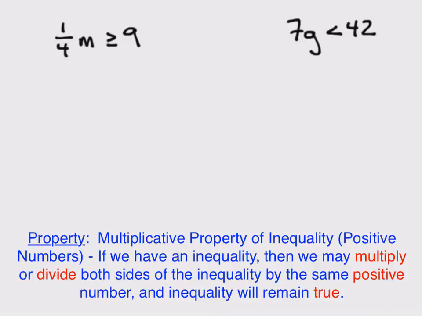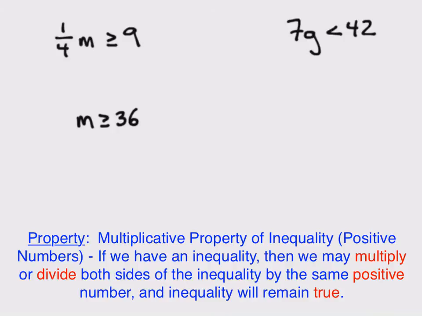Perhaps we can tell that the smallest number that m could possibly be is 36. If m were exactly equal to 36, 1/4 times m would be exactly equal to 9. M could of course be anything greater than 36 as well. So we already know the numbers that make that statement true are those that are greater than or equal to 36. But now I want to show us how we could obtain that same solution algebraically.